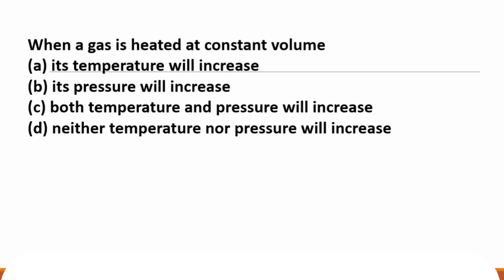Next question, when a gas is heated at constant volume, option A its temperature will increase, option B its pressure will increase, option C both temperature and pressure will increase, option D neither temperature nor pressure will increase. The correct answer is option C both temperature and pressure will increase.